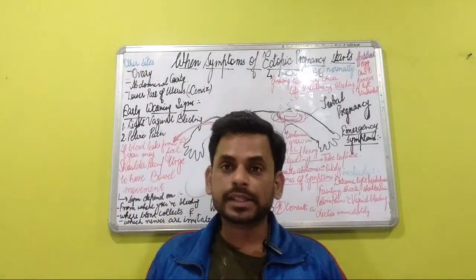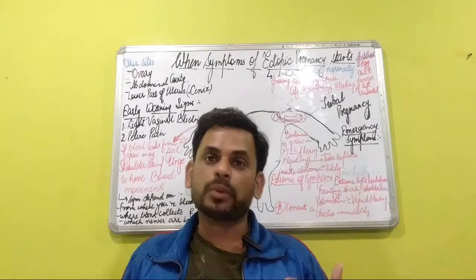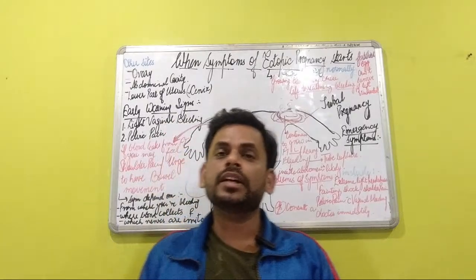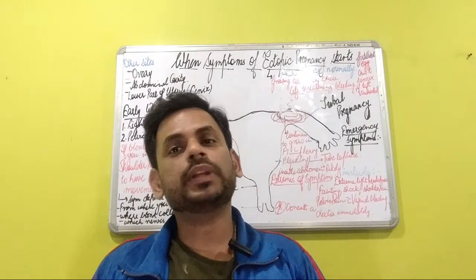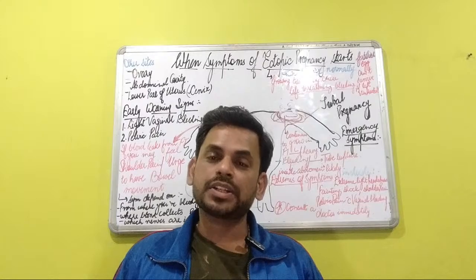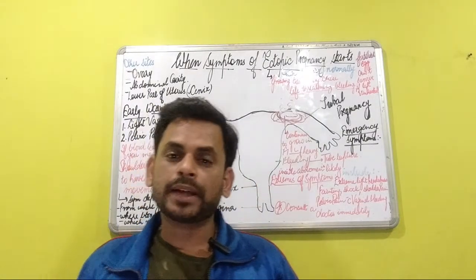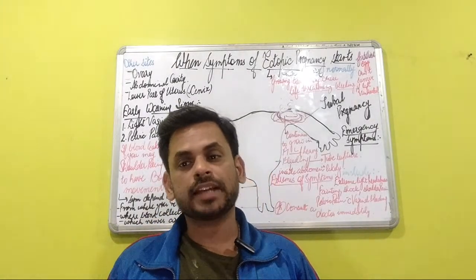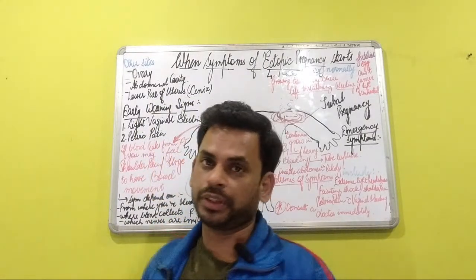Before getting into the symptoms of ectopic pregnancy, let's discuss in brief what the condition is. Pregnancy begins with the fertilization of an egg, and normally the fertilized egg attaches to the lining of the uterus. An ectopic pregnancy occurs when the fertilized egg implants and grows outside the main cavity of the uterus.